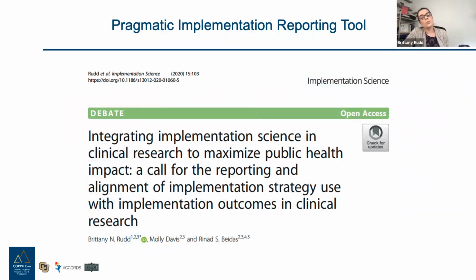Our team developed a tool to support researchers reporting and operationalizing implementation strategies, which we called the Pragmatic Implementation Reporting Tool. And this tool can be conveniently referenced in your manuscript and attached as a supplementary material for your publication. More information about the tool can be found in the publication from late 2020.